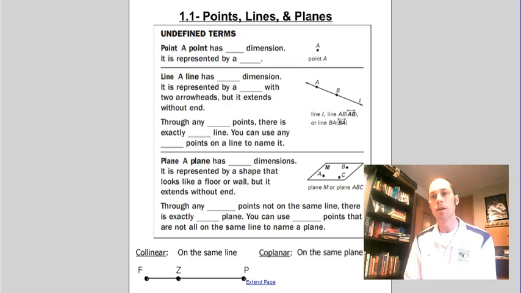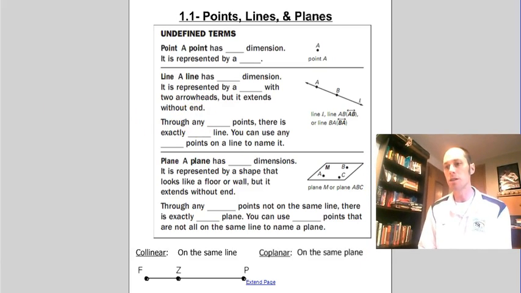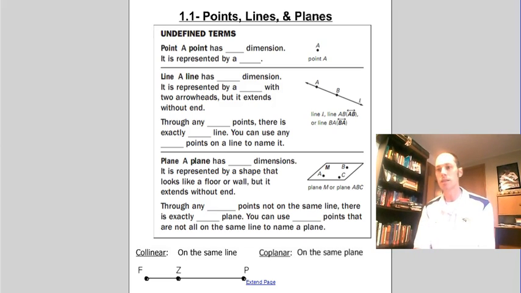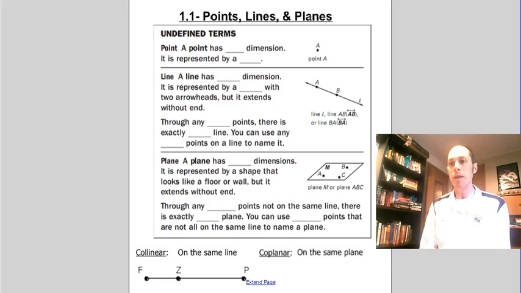So here we go. First thing we'll talk about is what is known as the undefined terms. These are terms that we make up. We make up the terms point, line, and plane. It's just something that we in geometry come up with so we can refer to different things. And as we're looking at figures, we can say that's a point, that's a line, or that's a plane.